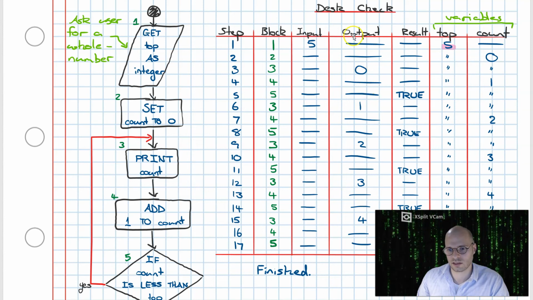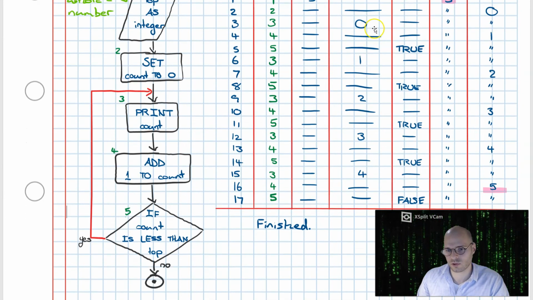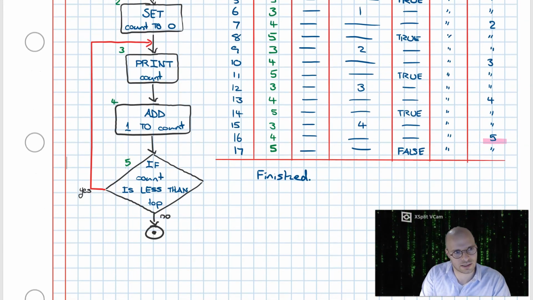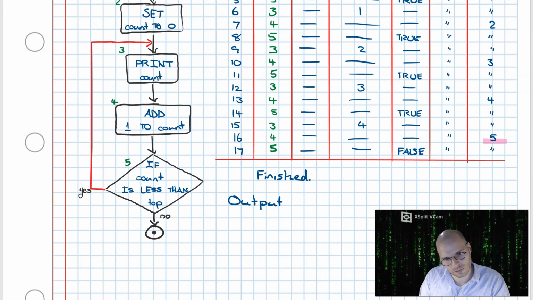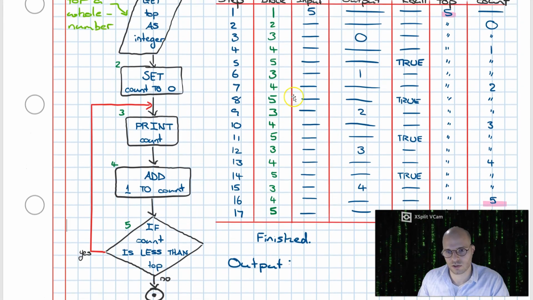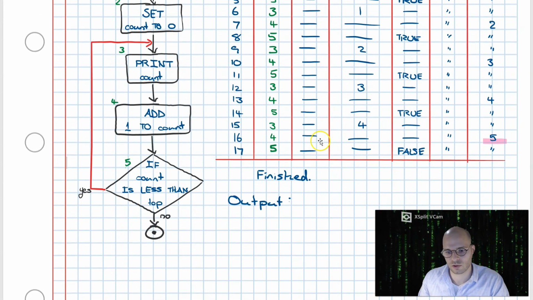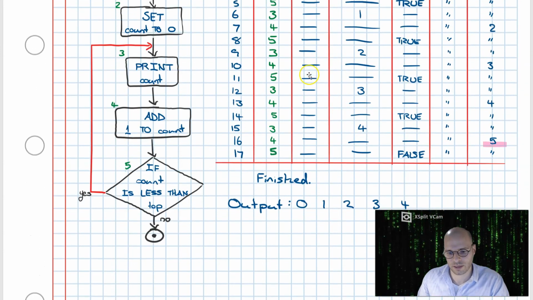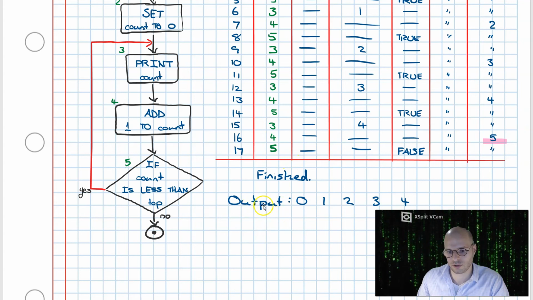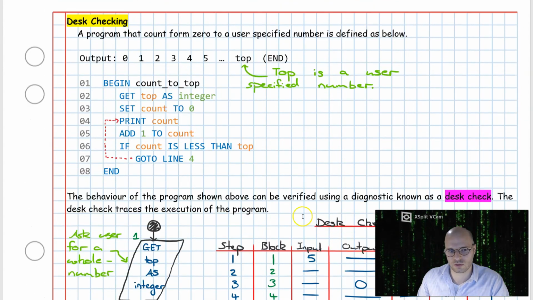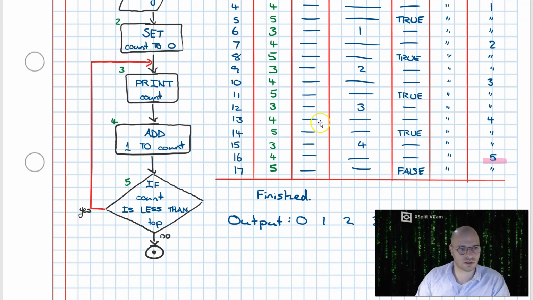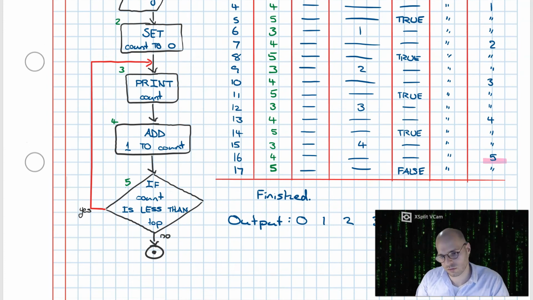Now looking at this, the output, I'm going to look at this output column here and I'm going to write down the sequence of numbers. So we're going to say output, and the first output was 0, 1, 2, 3, 4. Now given that our input for this was 5, what we're expecting to happen was we're expecting the program to count up to 5. So if you look at the original definition here, it says output 0, 1, 2, 3, 4, 5, then top. So it should have printed the value 5.